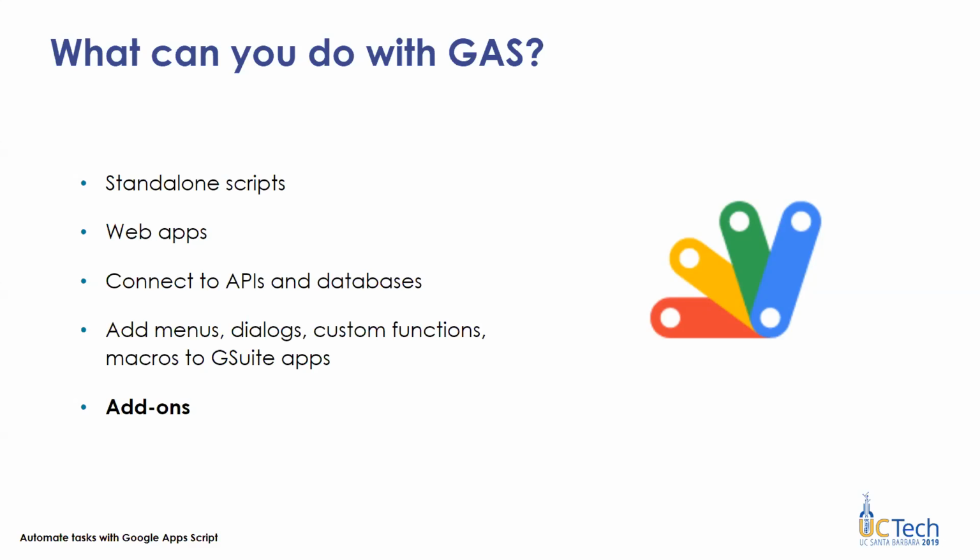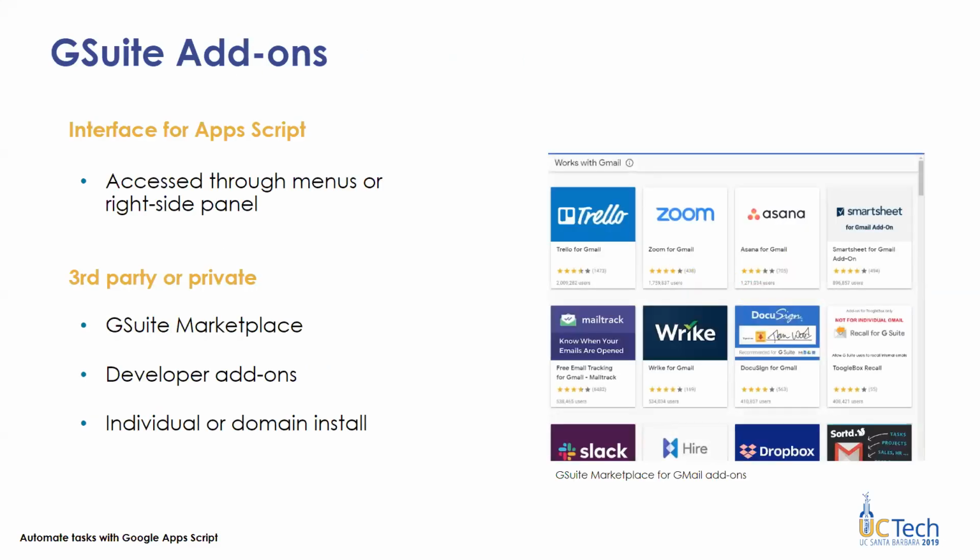But what we're going to spend most of the time talking about today are add-ons. So what's an add-on? It's just an interface for your script that gives your users a lot of flexibility in terms of how they can customize whatever task you're trying to accomplish. So we'll show you how you access these. They're accessed through the right side of your G Suite application.